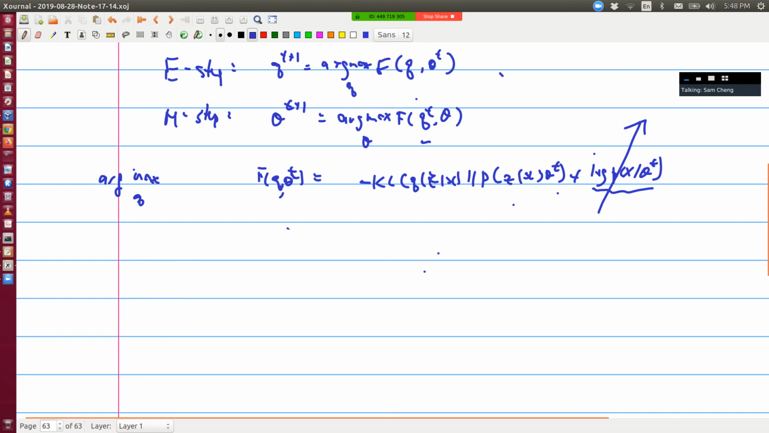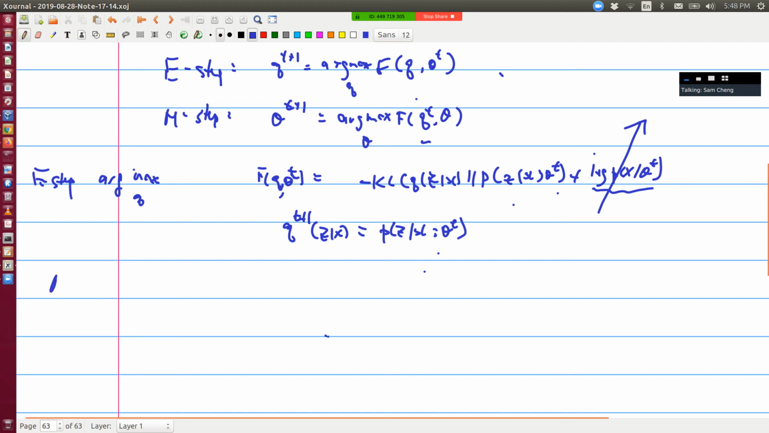Therefore the optimum Q, Q_{t+1}(c given x), is just equal to the current p(c given x, theta_t). Make it the same, simply that. That is the E step, for Q, so we update Q there. So Q_{t+1} will be that.